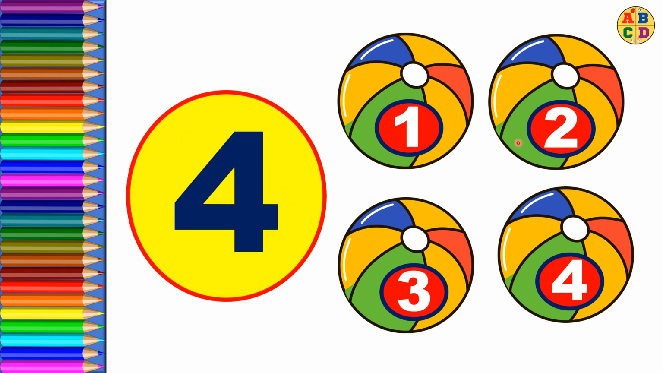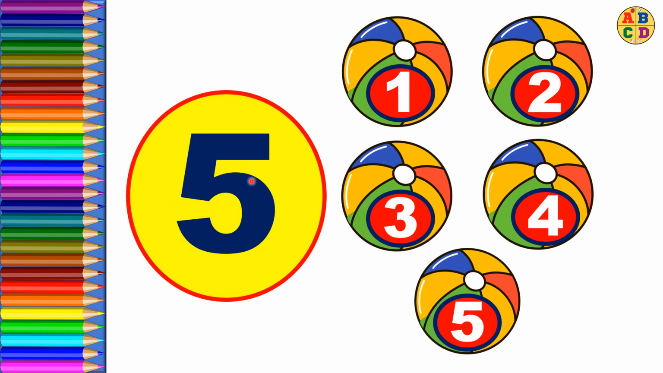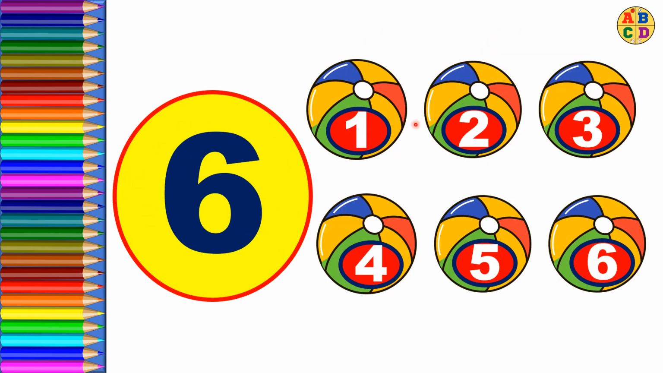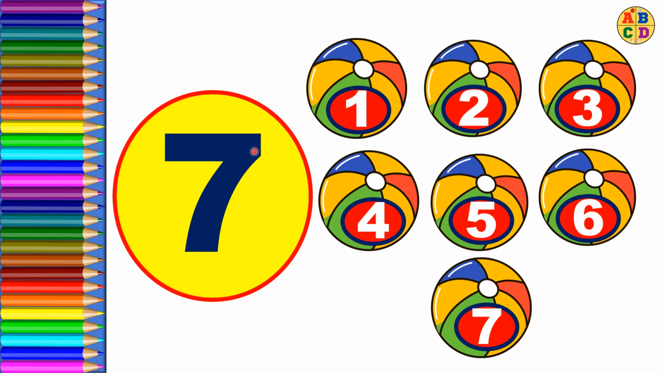One, 2, 3, 4. Four colorful balls. Next, 5. One, 2, 3, 4, 5. Five colorful balls. Next, 6. One, 2, 3, 4, 5 and 6. Six colorful balls. Next, 7.